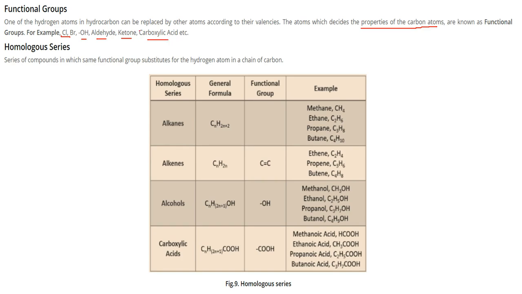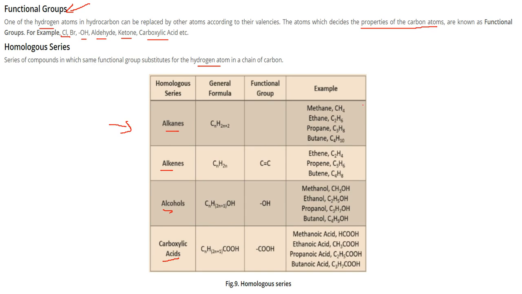These are functional groups. We have homologous series, the series of compounds with the same functional group substituting for the hydrogen atom. As I just said, this hydrogen atom in this hydrocarbon can be replaced by these. So the series of compounds in which the same functional group substitutes for the hydrogen atom in a chain of carbon. Here we have homologous series, alkanes, alkenes, alcohols, and carboxylic acids.